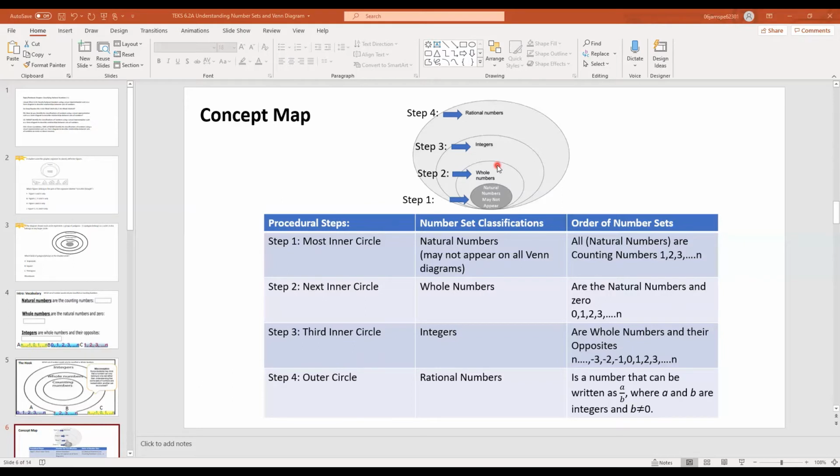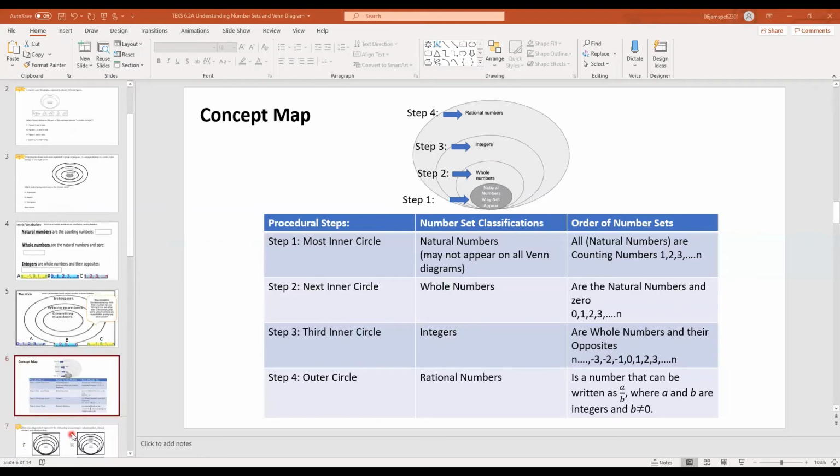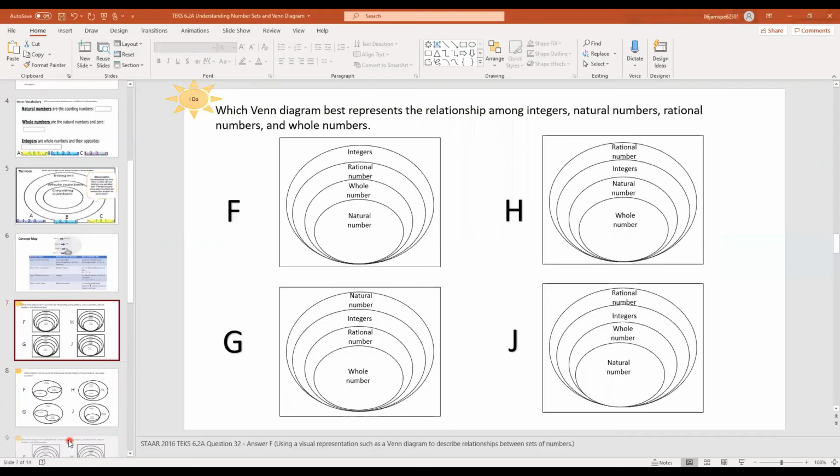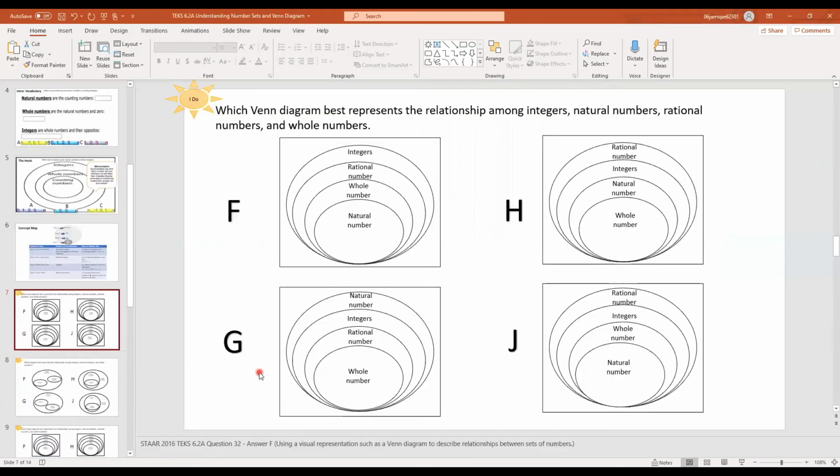So when we classify rational numbers, if we have a fraction or a decimal, it will be a rational number. Integers will be negative numbers. Whole numbers will be positive numbers, including 0, and counting numbers will be positive numbers, okay? Now, let's get started with our lesson. And today we'll be covering a question from 62A. This question comes from the STAAR test of 2016. Let's dive into it.